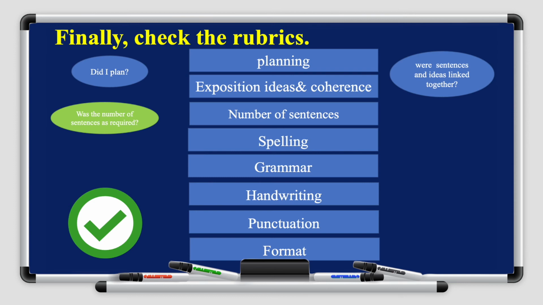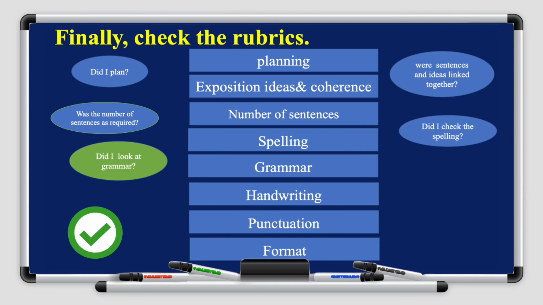Okay. And the number of sentences. Do I have 6 sentences or do I have less? I have 6, I am fine. If I have more, it's okay. But if I have less, you need to go back and you need to write more sentences. And remember that you need to have your topic sentence at the beginning and your ending, your conclusion sentence. Then we have to look at our spelling. Do I have the correct spelling in my paragraph or not? I need to go back and I need to check.